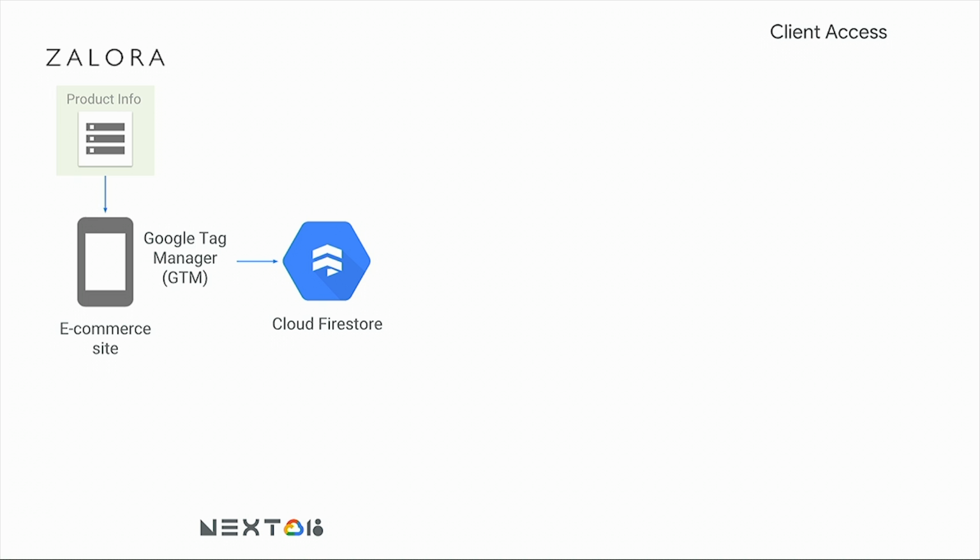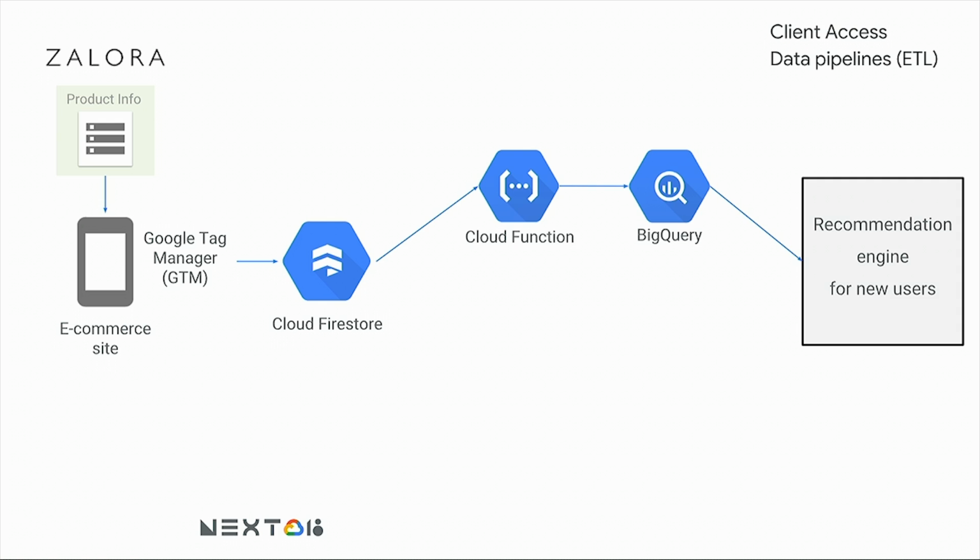So to start with, they were using the Google Tag Manager. You may be familiar with this if you're using Firebase Analytics. With the Cloud Firestore SDK, they write information back into Cloud Firestore about the user who visited the site. This then triggers a couple of different data pipelines to process this data. The first one is triggering a cloud function that then inserts the data into BigQuery. This makes the whole data set available to the recommendation engine to do processing.